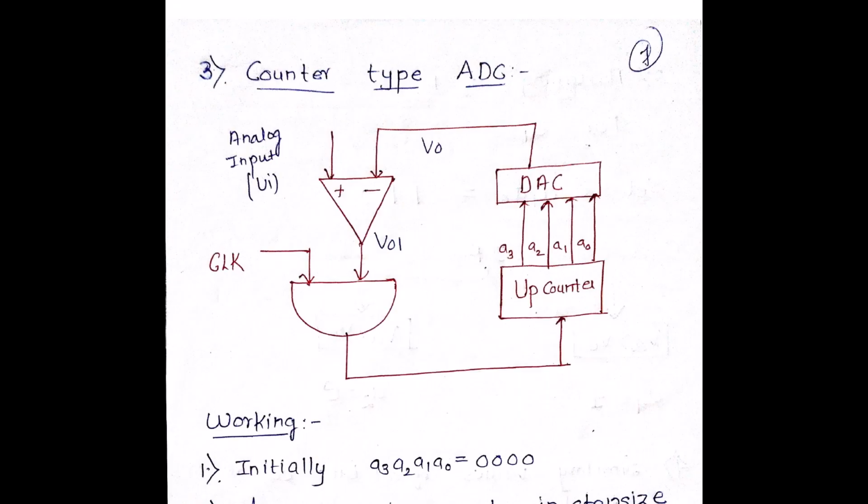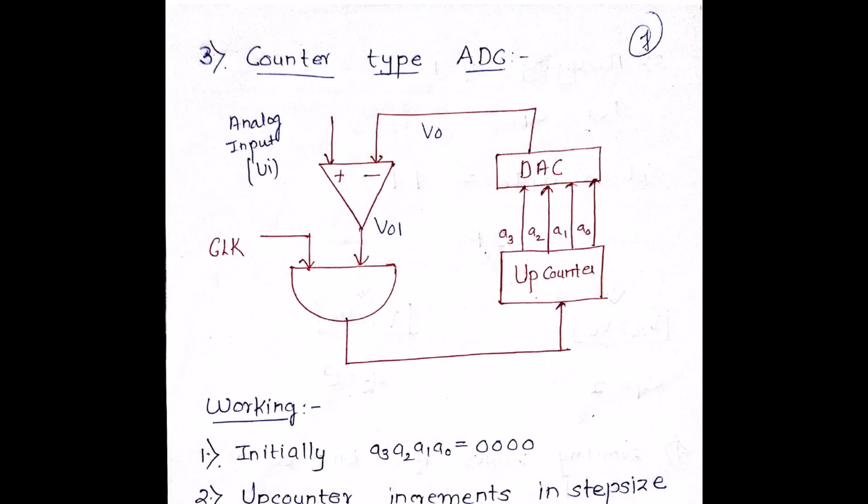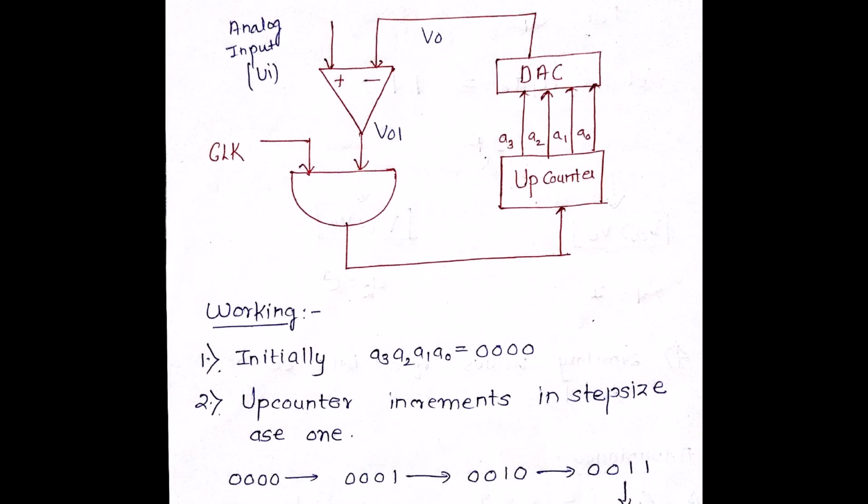So let's understand what a counter type of ADC is. In the diagram of a counter type of ADC, the components are a comparator, and an AND gate which has two inputs, the clock and the output of the comparator. The output of the AND gate is given to an up counter. The up counter will start incrementing from 0, 0, 0, 0 in an upward manner. Then a DAC will convert the digital to analog, and the comparator will have two inputs: the analog input voltage which has to be converted into digital output, and the output of the DAC, which are compared, and accordingly an output VO1 is given.